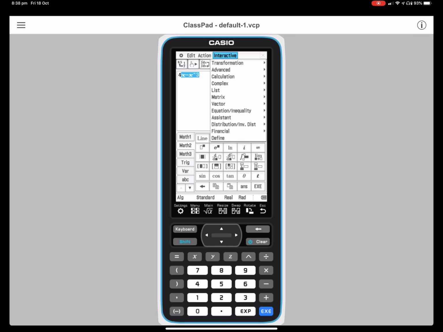What are the values it was between? 0 and 2. Interactive calculation, max, fmax, 0, 2. 16 root 3 on 9 is our maximum. You could derive it, set it equal to 0 and all that sort of stuff, but much faster on a CAS.